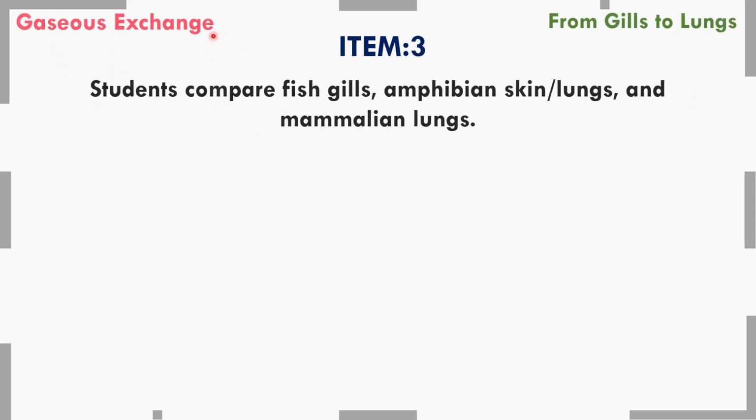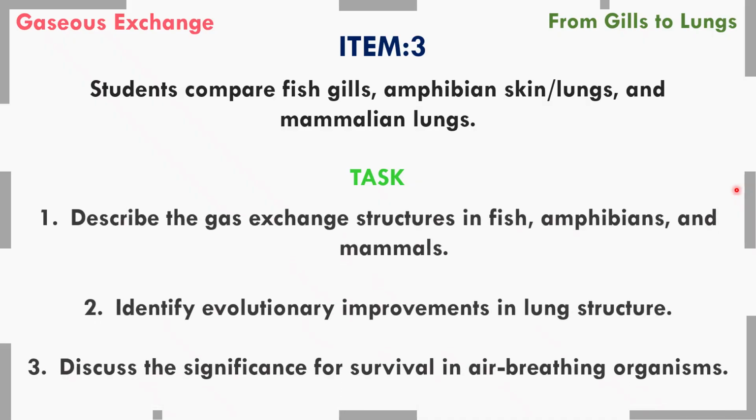Let's now look at gaseous exchange. We shall emphasize from gills to lungs. Students compare fish gills, amphibian skin and lungs, and mammalian lungs. Task. Describe the gas exchange structures in fish, amphibian, and mammals. Identify evolutionary improvement in lung structure. Discuss the significance for the survival in air-breathing organisms.